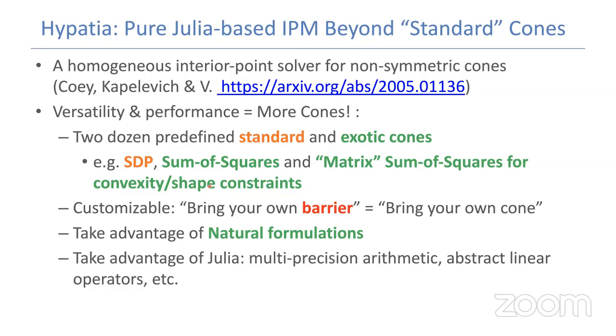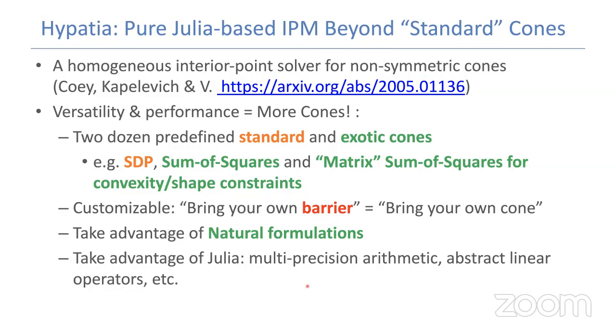And the main question is, well, how do I add a new cone? The way to add a new cone is through an object called the barrier for the cone, and I'm going to discuss that in the next slide. And by having this wide number of cones and potentially additional cones, you can write down formulations that are much smaller, will take less memory, and potentially will give you a computational advantage on solve time.